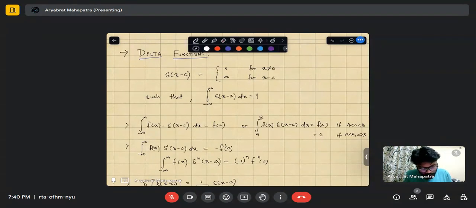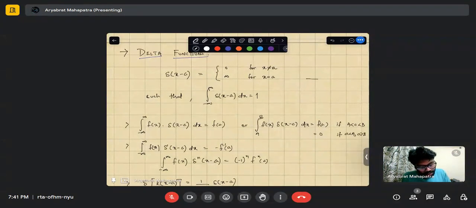So when your x is not equal to a, you have 0, and when x equals a, you have some infinity, or some non-zero value. It doesn't always have to be infinity, but some large value. So it's like a very sharp peak at the point a.